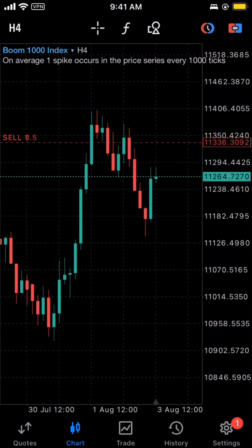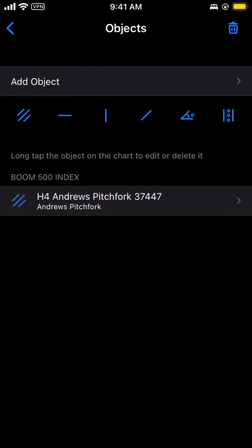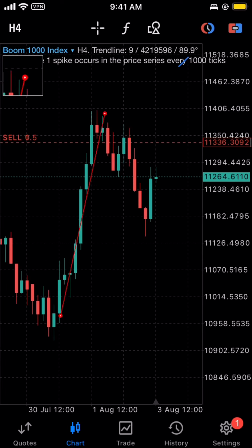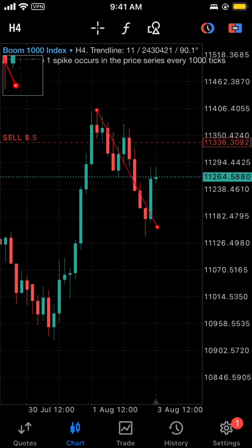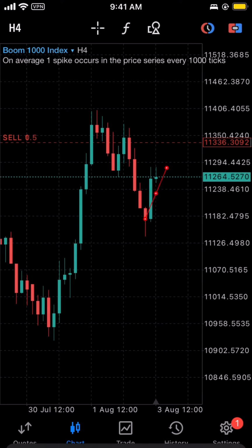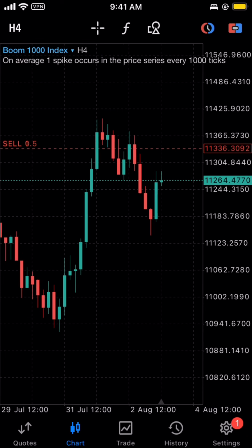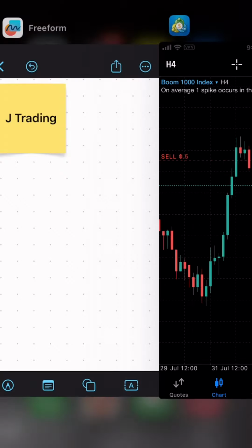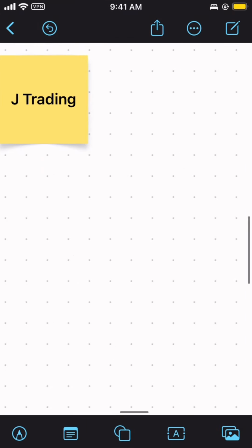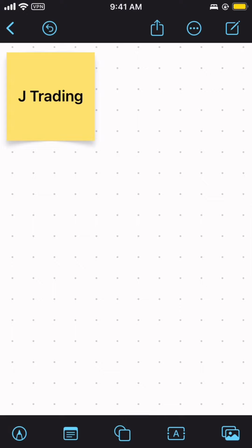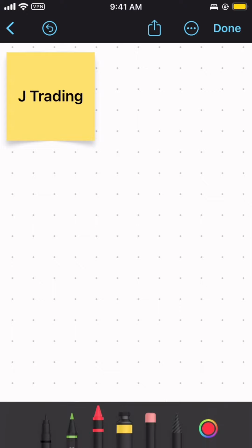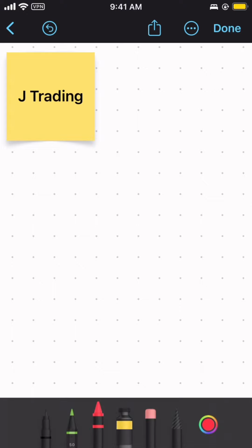On Boom 1000 4 hour, the chart looks like this. The market was on a high momentum movement like this upward, then it started taking a breath here. Right now it is in a small upward movement, but what we can anticipate here is, let me take you to the whiteboard. The strategy that I follow is a liquidity strategy.